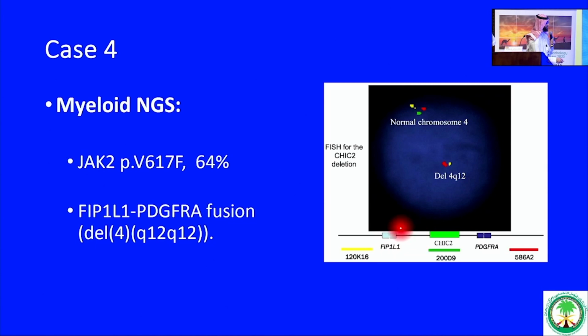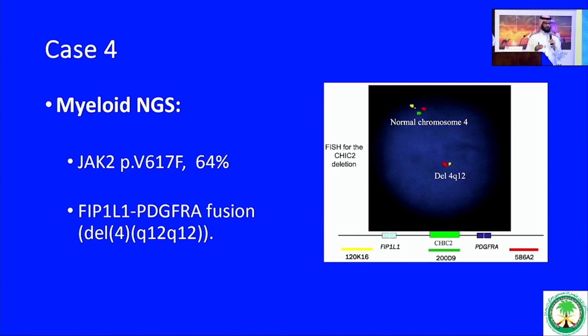If there is a fusion of FIP1L1 and PDGFR alpha, the CHIC2 will be deleted, so you don't see it here. You see this is the normal, you see CHIC2 between them, and here deletion, that means there is a fusion. So this fusion is characteristic for hypereosinophilic syndrome. It's well known and associated with the response to TKI.